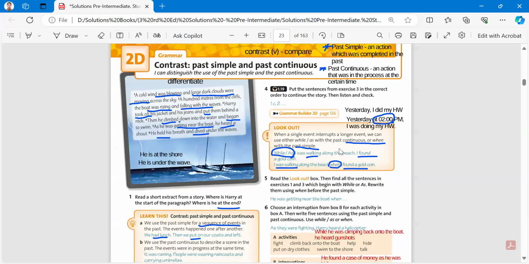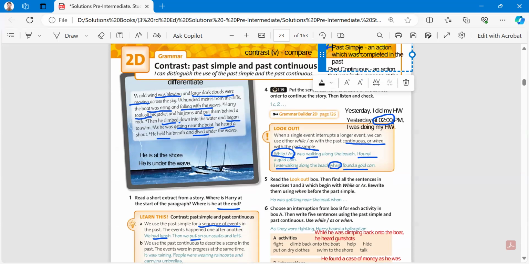Okay, I know it was a little bit of a long explanation here, but you have to know. Again, I'm telling you, past simple is used for an action which was finished, completed. It happened in the past, of course. But past continuous is used for an action that, of course, was in the past, but was in the process. It wasn't finished. And there are certain time expressions which are used there. And of course, while and as, you have to know how to use them with past continuous. But when it comes to when, of course, it's used with past simple.